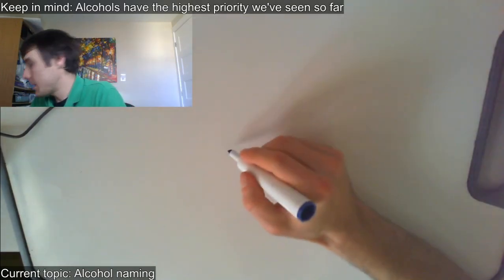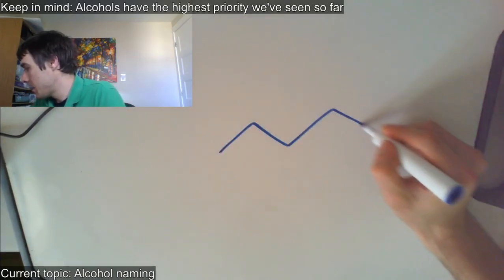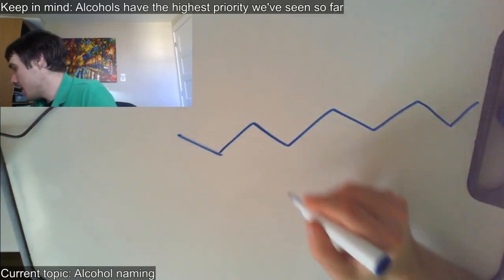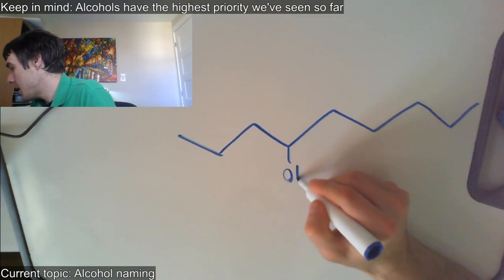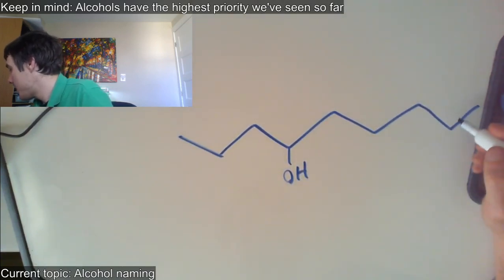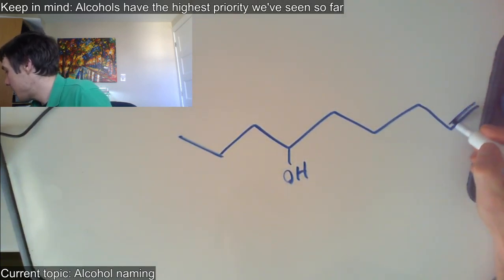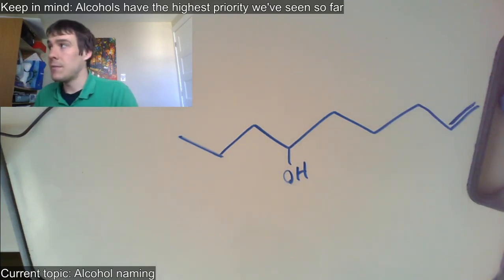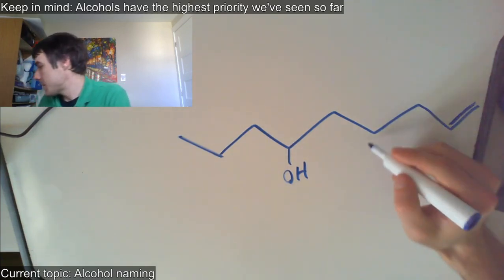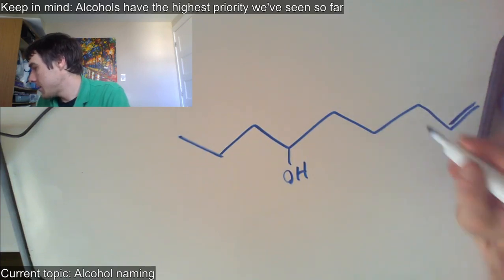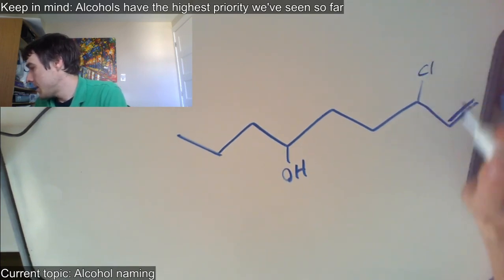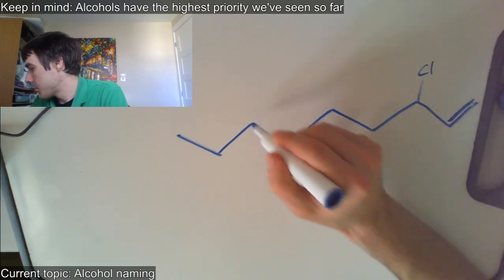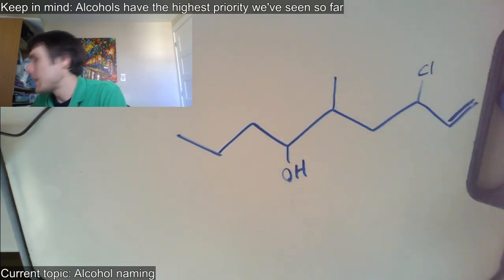I'm going to draw a molecule here. Let's draw a molecule like this. I'm going to put the alcohol here, right? And I'll put an alkene here. And if we want to name this molecule, let's throw some other stuff on here. Let's toss a chlorine here, and maybe we'll put a methyl group over here. Why not?